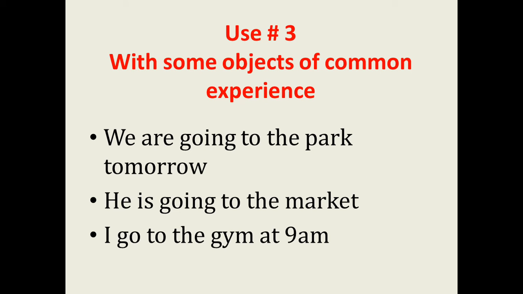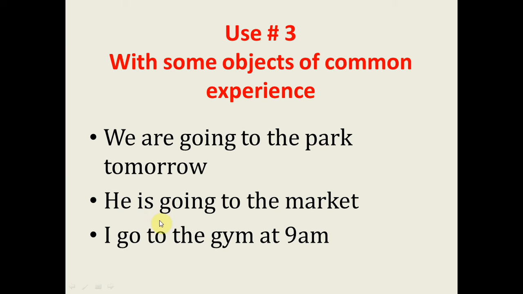Use number 3 is with some objects of common experience. Common experience means that thing or that place is commonly utilized by people. Like we are going to the park tomorrow. Here you are not mentioning the name of the park, but you are just saying that we are going to the park tomorrow. So park is the object of a common experience. It is commonly used. So here you will use the before that common thing.